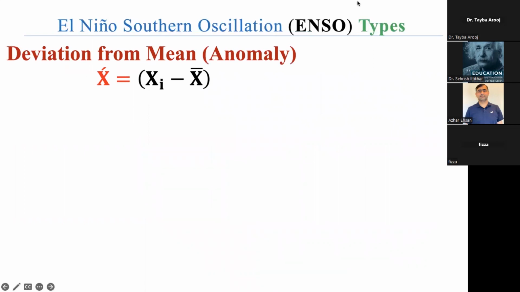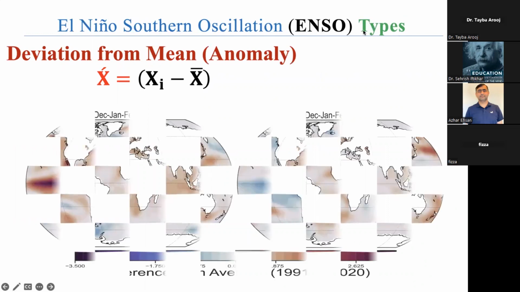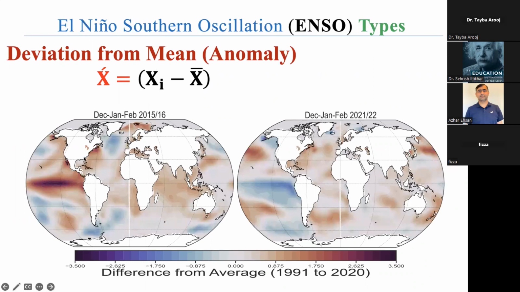So now I'm defining the types of ENSO. Number one, two graphs appear here. One is December, January, February 2015 and 16. Another is December, January, February 2021, 2022, last year.